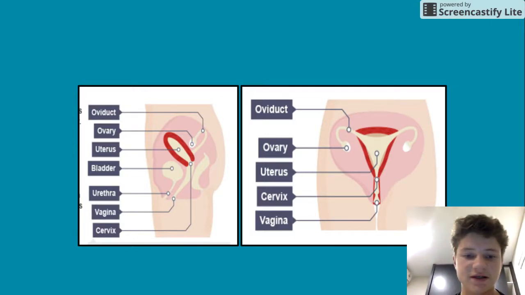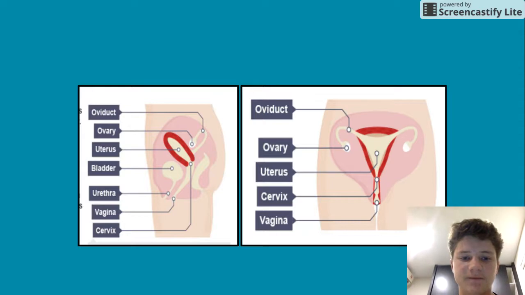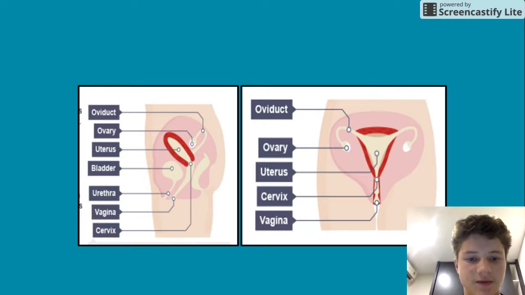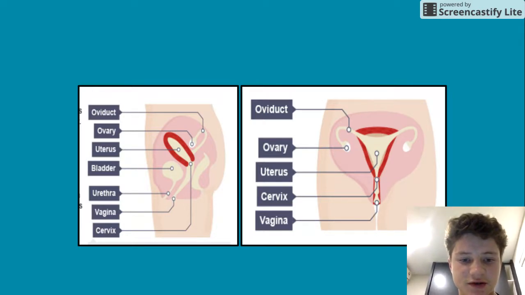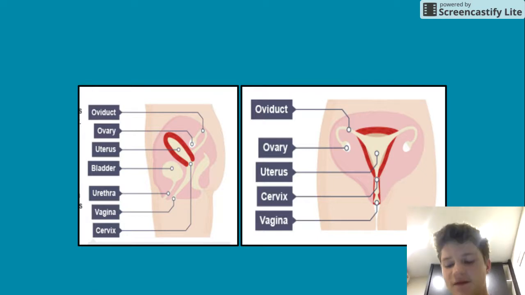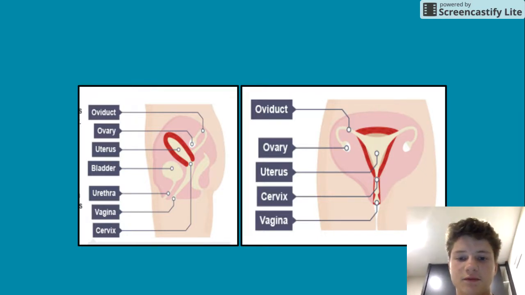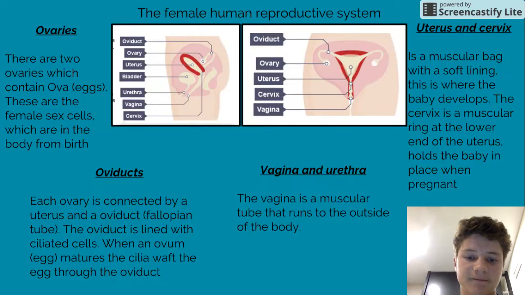So the uterus is a muscular bag with a soft lining. This is where the baby develops. The cervix is a muscular ring at the end of the uterus, and this holds the baby when it is developing.